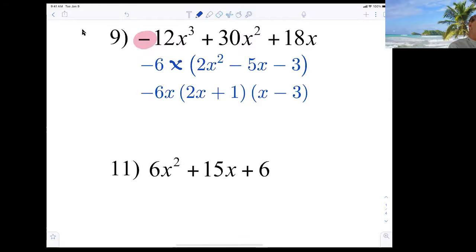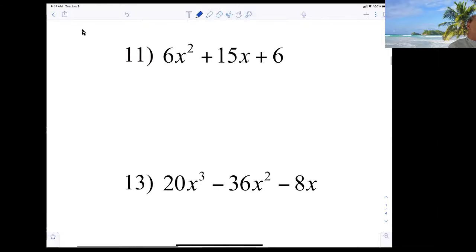So as you can see now, same principle. What's common for 11? 3.